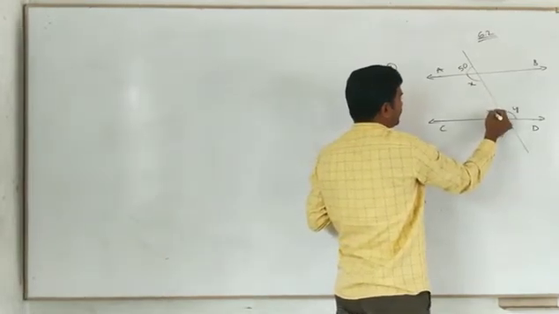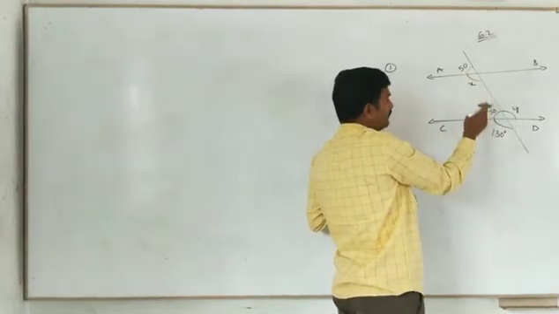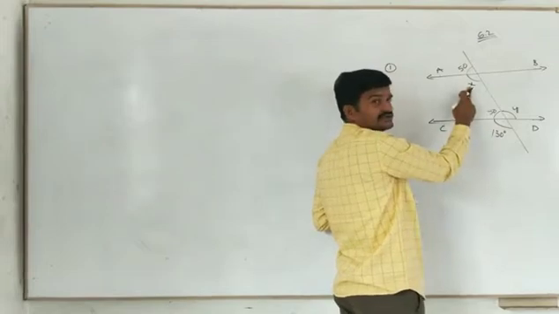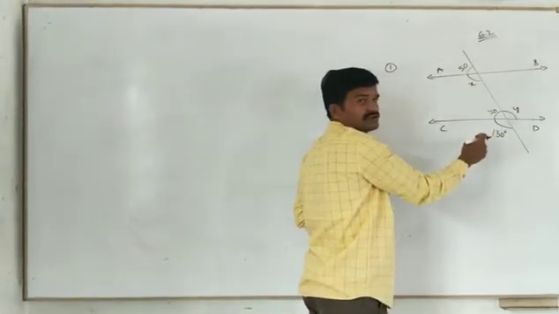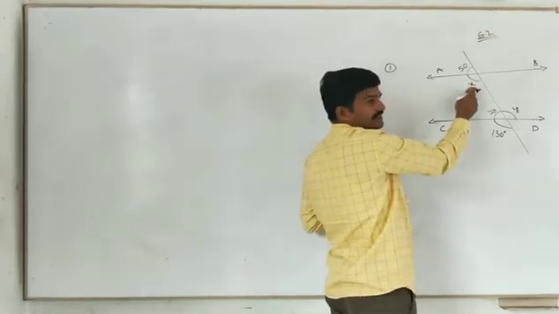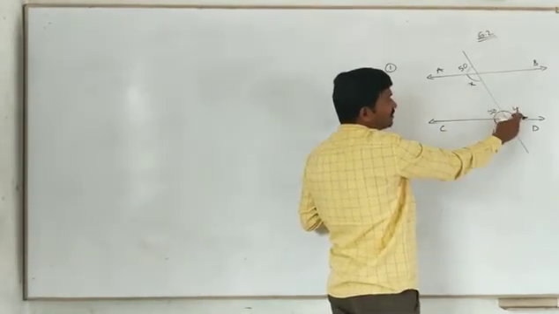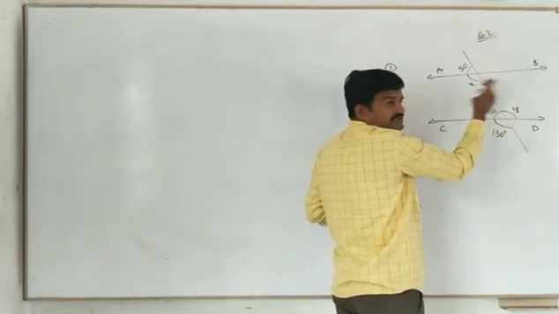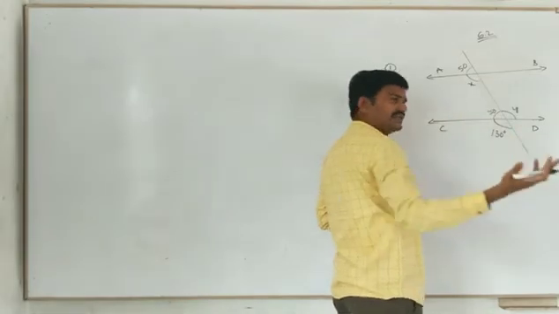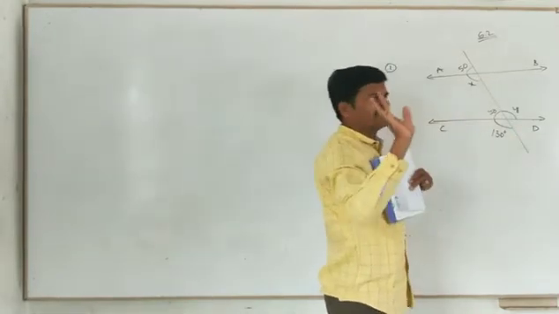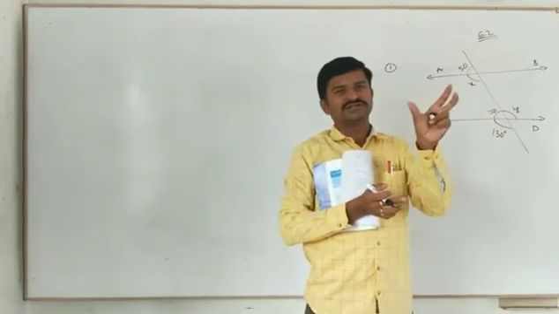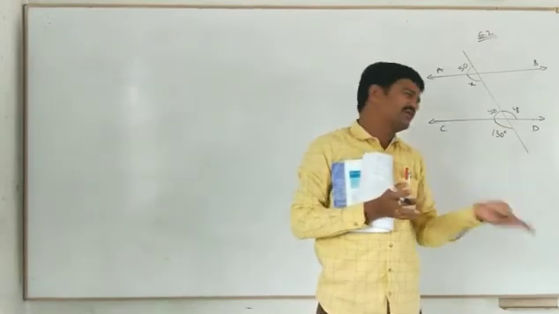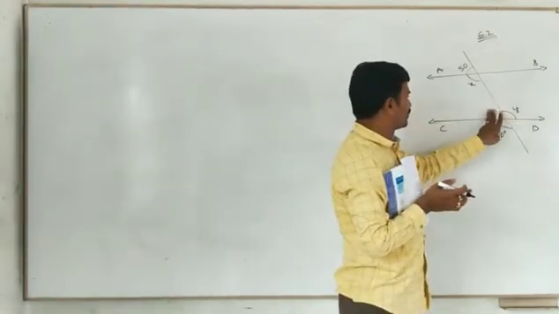This is how much then? 50. Are you clear? If it is 50, this is how much? 130, because these are interior angles on the same side of the transversal, supplementary. That is 130. If it is 130, this is how much? 130, because alternate interior angles. Like that also you can do it. As it is parallel lines and transversal, if you want to apply only those rules, you can do. Otherwise, there is no particular rule also.